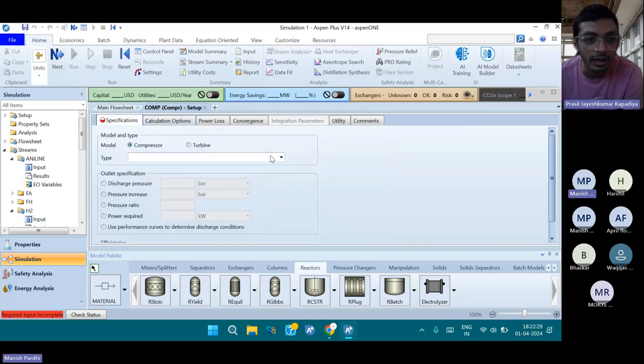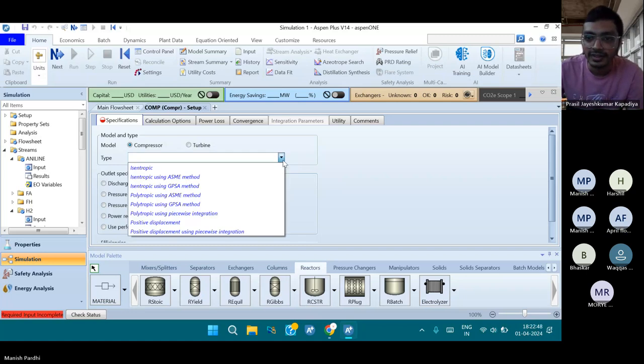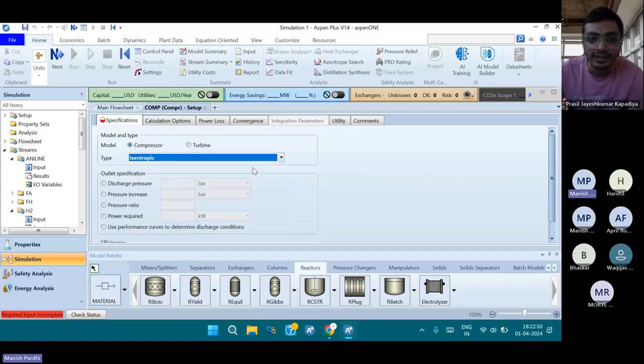Compressor. Okay, what is an isentropic compressor? What does that word isentropic mean? Entropy is remaining constant. Is that the ideal case or real case? Ideal. Okay, which year are you in? Are you from a chemical engineering background or some other background?